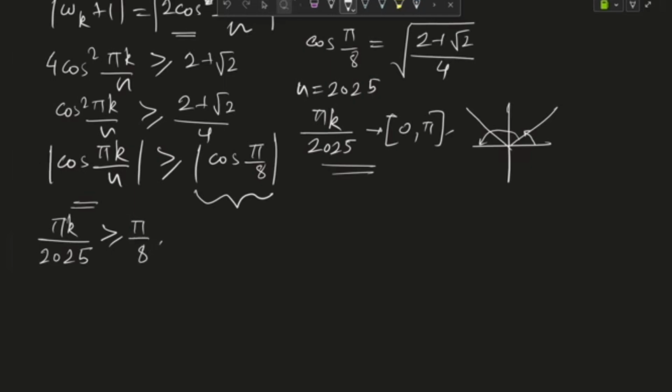Just a minute. Okay, there was a mistake. This is pi k by 2025. By mistake, I wrote this is greater than or equal to. This thing is actually less than or equal to. Okay. I hope you can understand why.